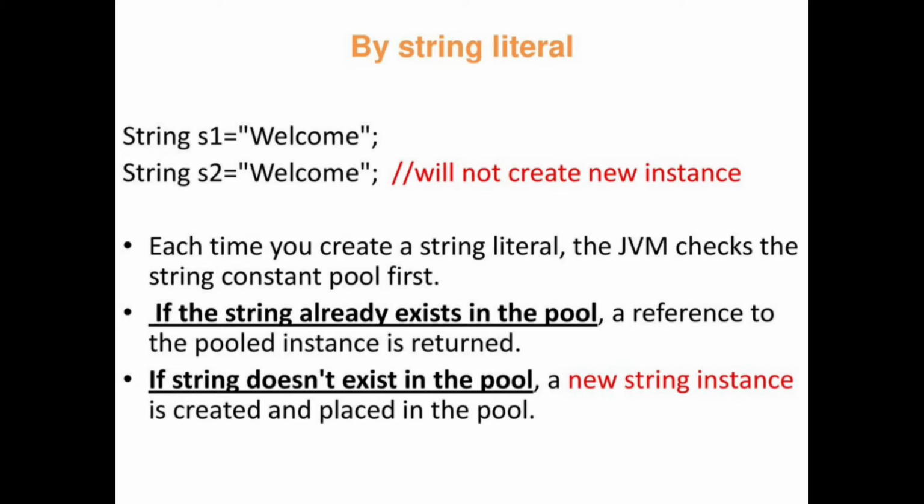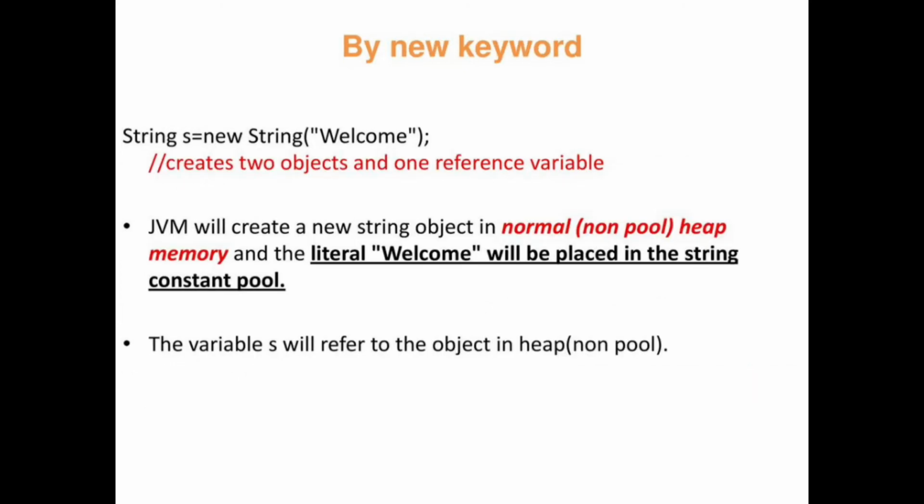Each time you create a string literal, the Java virtual machine checks the string constant pool first. If the string already exists in the pool, a reference to the pooled instance is returned. If the string does not exist in the pool, a new string instance is created and placed in the pool.